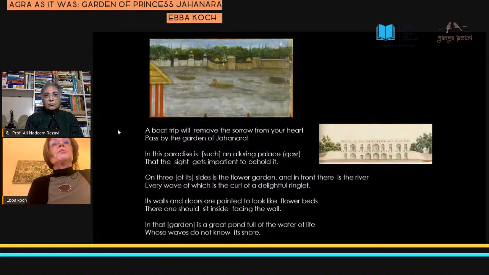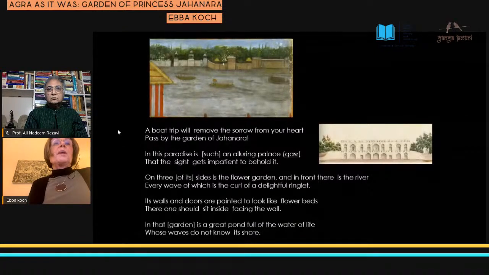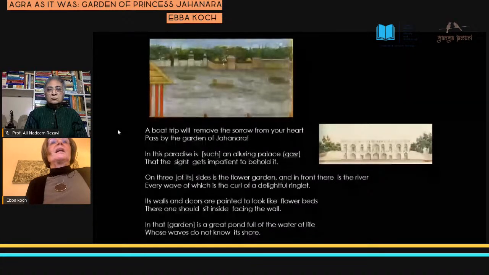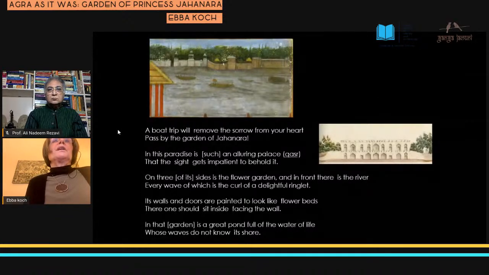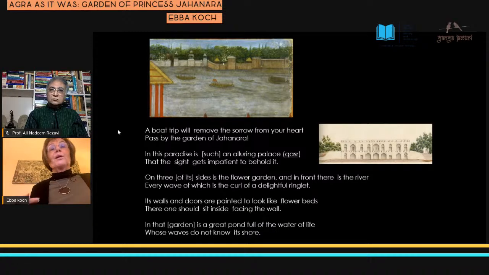A boat trip will remove the sorrow from your heart, pass by the garden of Jahanara. In this paradise is an alluring palace that the sight gets impatient to behold it. On three of its sides is a flower garden, and in front there is a river, every wave of which is the curl of a delightful ringlet. Its walls and doors are painted to look like flower beds, and there one should sit inside, facing the wall. So one shouldn't look outside because the paintings are so beautiful, but look inside to the painted garden.